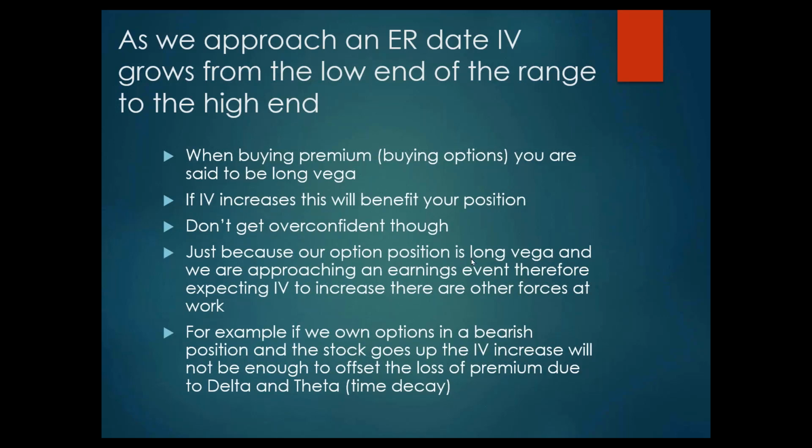Just because our option position is long Vega and we are approaching an earnings event, therefore we are expecting implied volatility to increase, and we are long Vega, we're long a call, we're long a put, we're long a non-directional strategy, we're long a straddle, for example, which we intend to close before the earnings event. We buy the straddle, let's say, a week before the earnings event. This is a valid strategy.